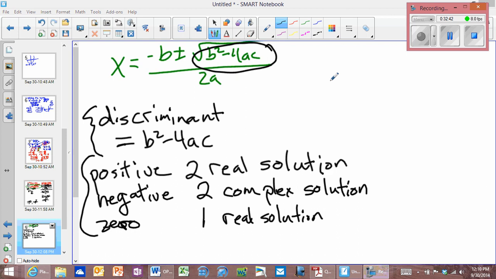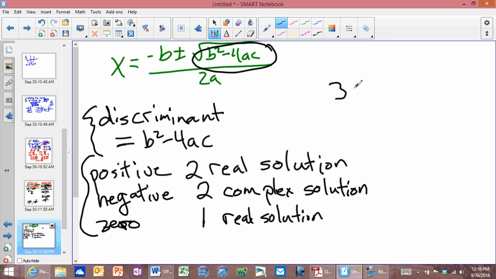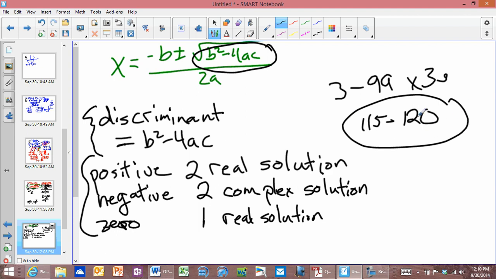Okay, I want you to do 3 through 99 by 3s. And then I also want you to do some of the skill maintenance stuff, not the synthesis, which is 115 through 120. By doing these skill maintenance problems, you'll keep up on other things that we've learned in the past. And if you want a page number, it starts on about page 253.